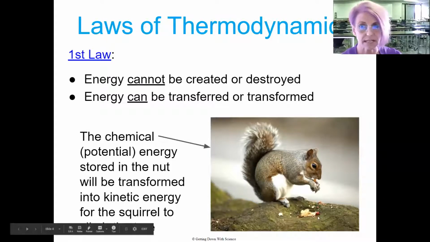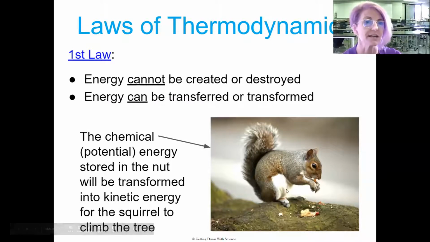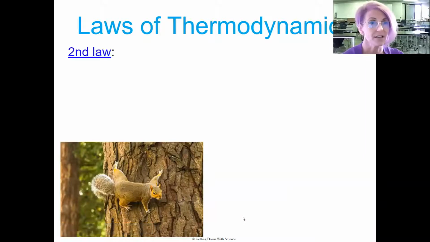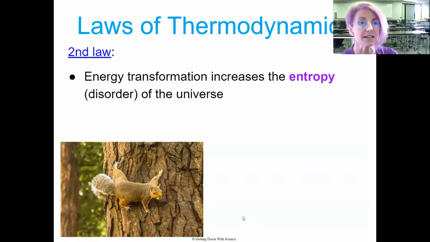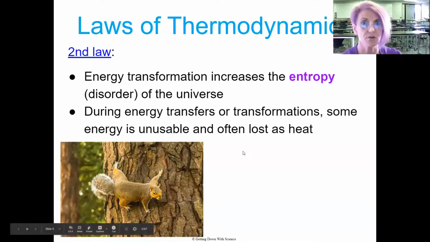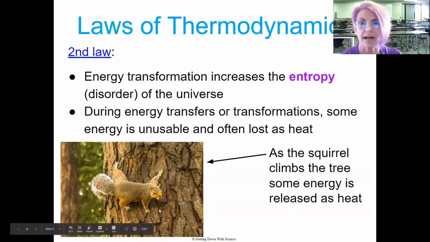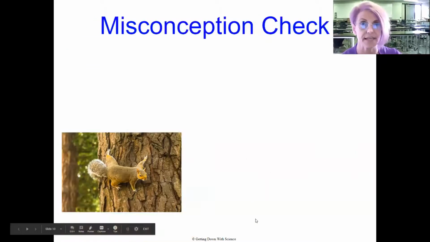So the chemical energy is always potential energy. And then it's going to be changed into kinetic energy as the squirrel uses it to move things within his body or move himself across this tree. Introduce second law of thermodynamics, which is that you lose some energy in any energy transfer. So energy transformation increases the entropy, disorder, of the universe. And that makes sense. If we're breaking bonds, we have one big molecule, right? That's pretty orderly. When we break bonds, we have lots of atoms or mini molecules scattered. That's disorder. So we've gone to entropy. The universe loves entropy. So during any energy transfer, you will lose some energy, usually in the form of heat. So as this squirrel is climbing the tree, he's using energy, but he's losing some of that energy to the environment in the form of heat.